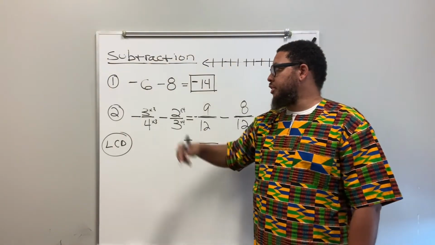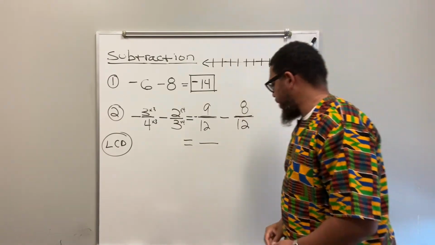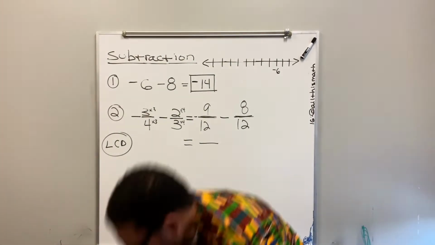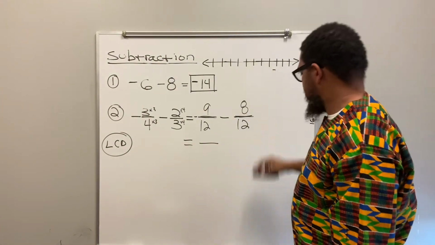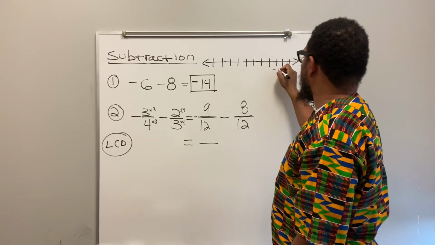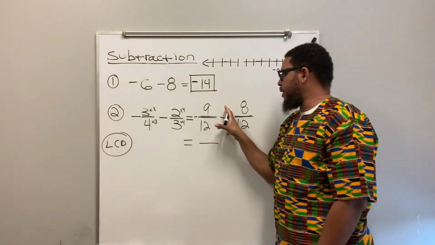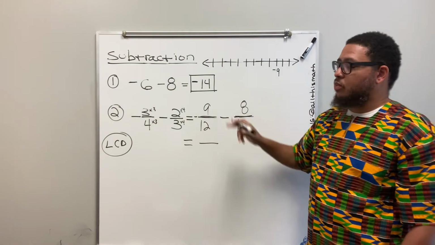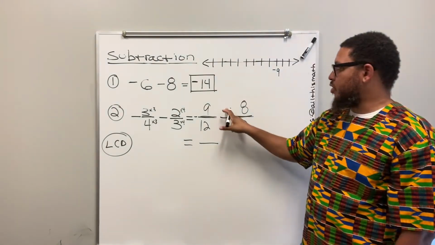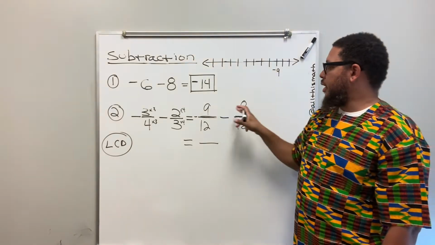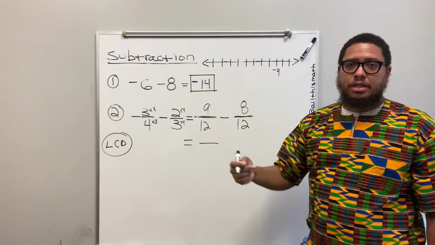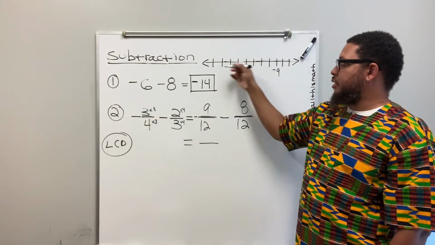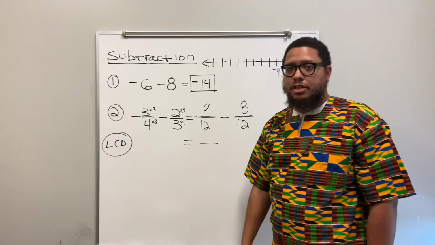Remember what we did in the first example? If you start out at negative 9, and I'm subtracting, remember, the operational symbol tells me what direction I'm going in. Because I'm subtracting, that means I'm moving to the left. And then this number right here tells me the distance. How far am I going on the number line? So if I start at -9 and I'm going 8 spaces to the left, I'm going to end up at -17.